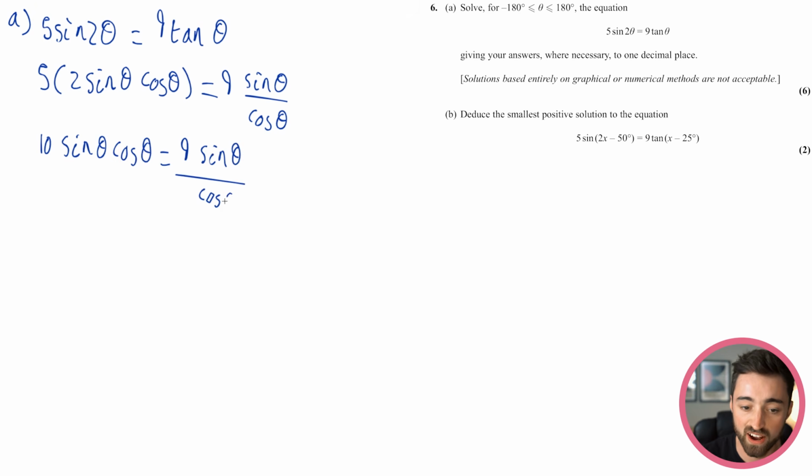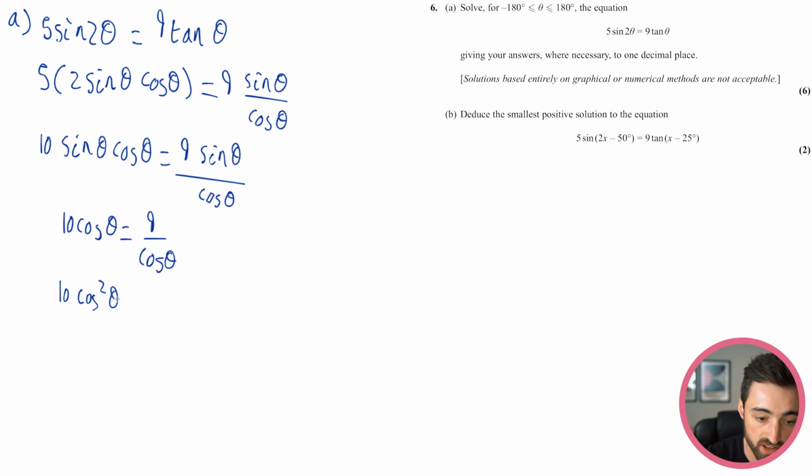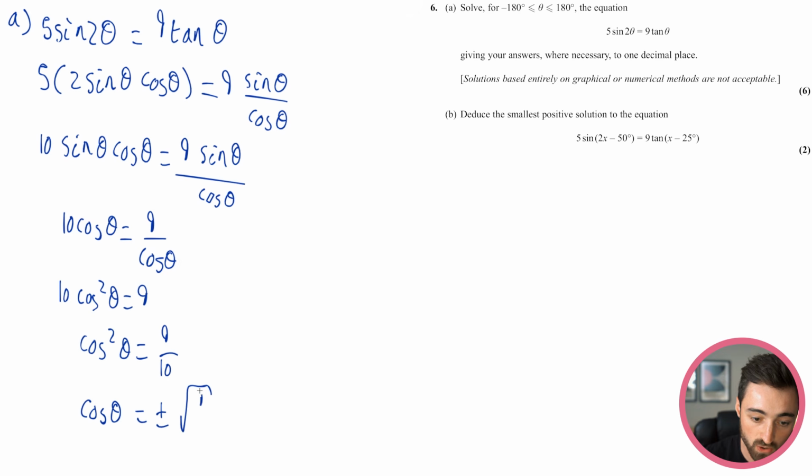And then let's say I just go, all right, sweet. Well, there's a sine on both sides. So I'm going to cancel them. So I'm going to get 10 cos theta equals 9 over cos theta. Oh, sweet. Times it through by cos theta, right? So I'm going to get 10 cos squared theta equals 9, which implies that cos squared theta equals 9 over 10, which implies that cos theta equals plus minus the square root of 9 over 10.